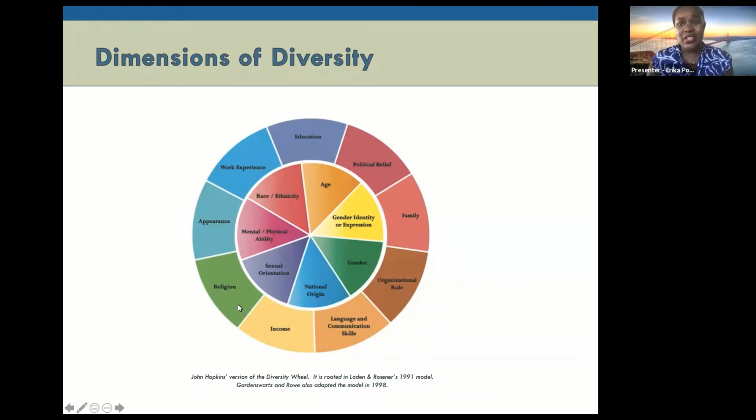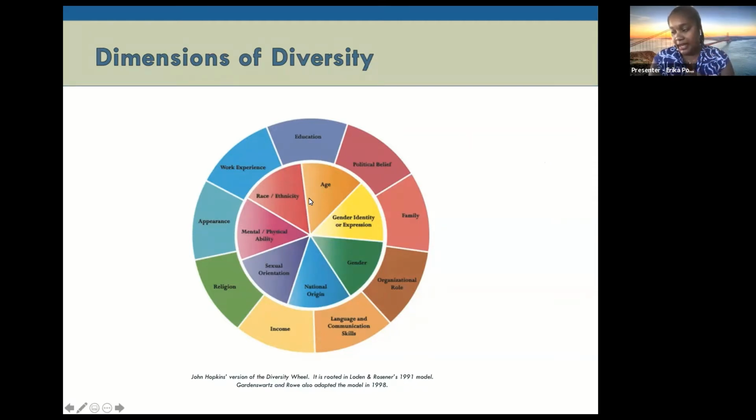I haven't told you anything about my religion or how much money I make, or even that I speak fluent Spanish and I could do this training in Spanish if I needed to. You don't really know much about my organizational role, except I work for Personnel Perspectives and I'm one of their trainers. This diversity wheel is really important because often we make assumptions about people, and a lot of these categories need to be unpacked.